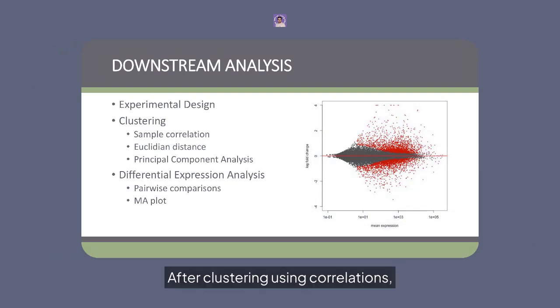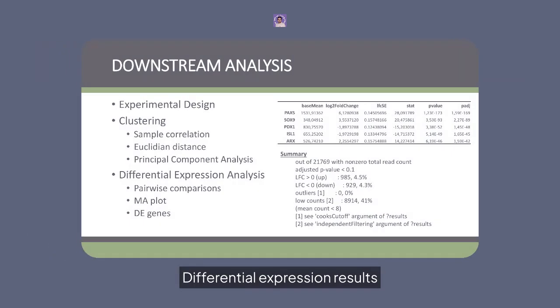After clustering using correlations, Euclidean distance, and PCA, we perform pairwise comparisons between conditions. The MA plot visualizes mean expression versus log fold change, helping us identify genes that are significantly up or down regulated. Differential expression results are summarized in tables listing base mean, log2 fold change, and adjusted p-values. We then quantify how many genes are significantly up or down regulated, check for outliers in low-count genes, and ensure that our conclusions are based on statistically robust signals.